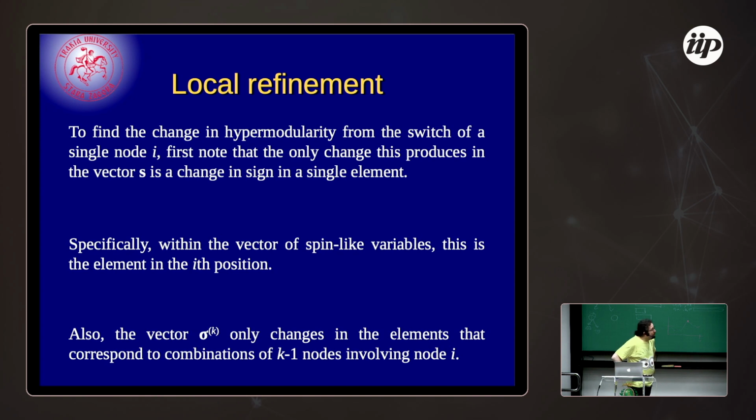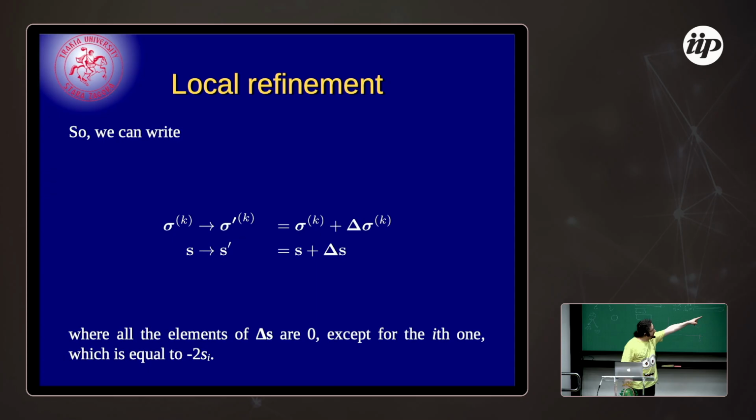Now that's a different matter. So suppose you take a single node and you move it from one community to the next. So the vector S, the one with n components, will change in only one single element because it will change the sign, either from +1 to -1 or vice versa. The vector sigma, the combinatorial vector on the right-hand side, also will change only in all and only the elements that consist of combinations of nodes that include the one that you are moving. So we can write something like that.